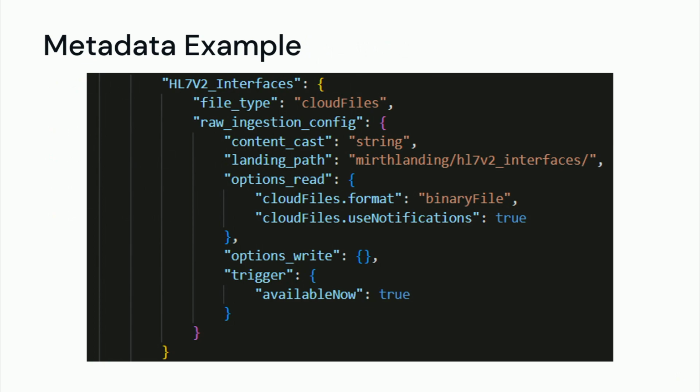This is a simple example of one of our metadata examples. It's a JSON format, and we just have some key value pairs where we document the landing path, the file type, and the trigger type. Another important piece here is that we were able to quickly switch between the trigger types. So in development, we used batch processing just to save costs while we were developing these pipelines, but then we were able to quickly switch to streaming when we were ready to go live.